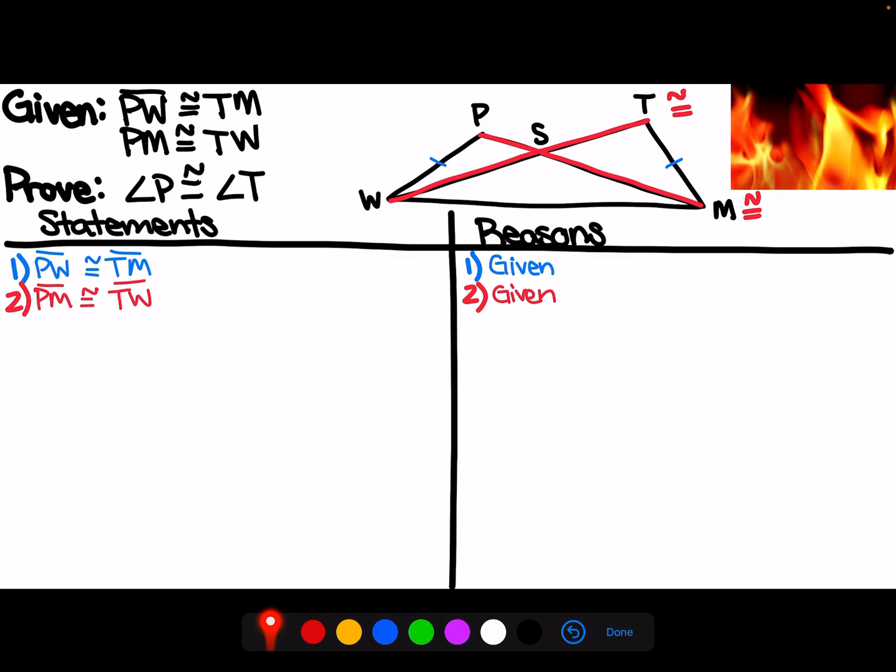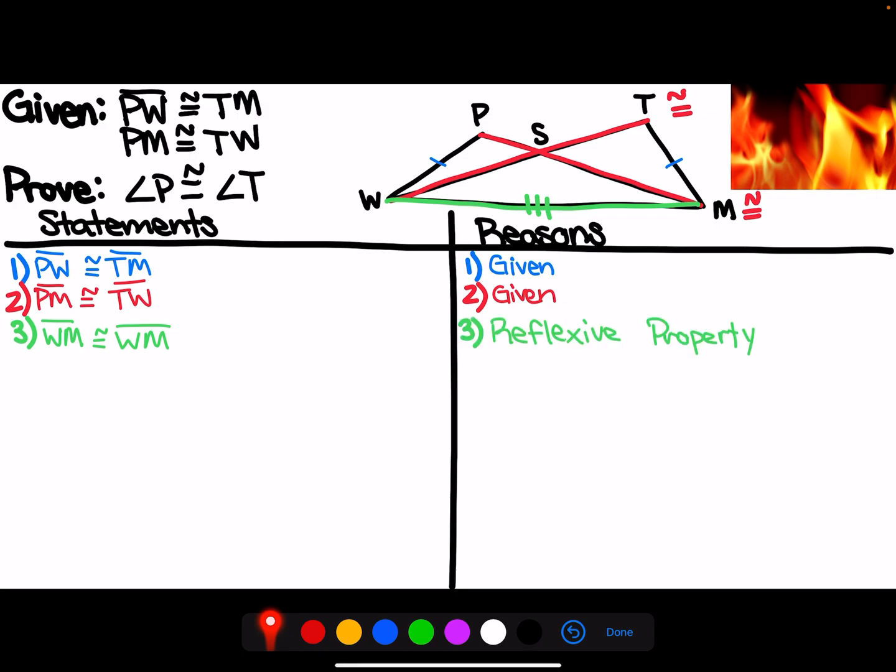Now, from here, looking at these two triangles, I'm trying to prove that WPM, this triangle here, is congruent to triangle MTW. So that's our goal. So, is there anything that's shared by both those triangles? Well, yes, WM. So I can say WM is congruent to itself. And any time something is congruent to itself, it's always by the reflexive property. So WM is congruent to WM by the reflexive property.